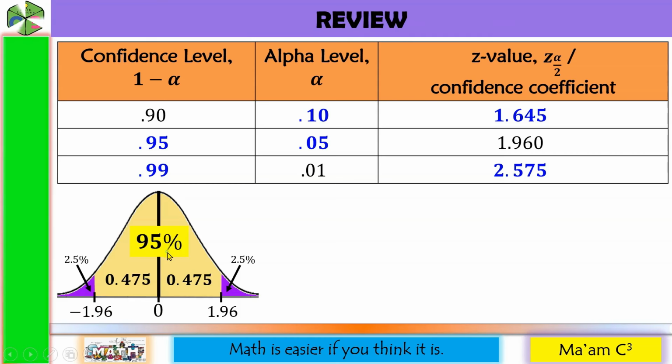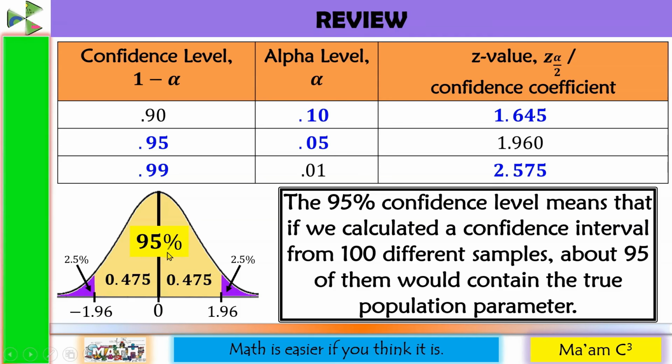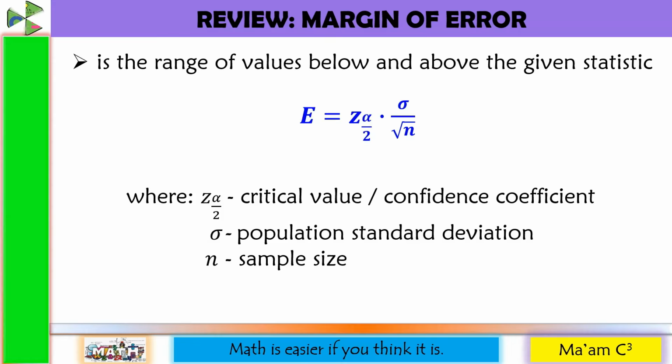95% confidence level means that if we calculated confidence intervals from 100 different samples, about 95 of them would contain the true population parameter. Margin of error is just like a confidence interval. It reflects uncertainty on either side of the estimation of the statistic about the parameter. In my previous lesson, I have already introduced margin of error, but it was provided in the examples. Now, we will be computing margin of error in this lesson.